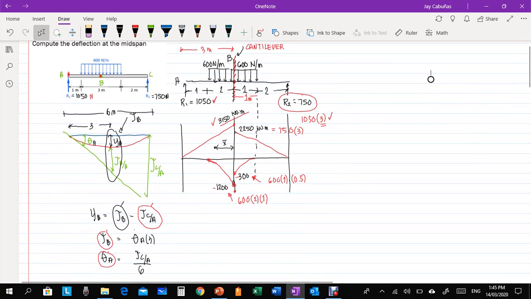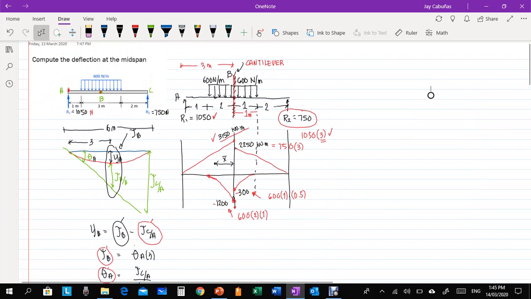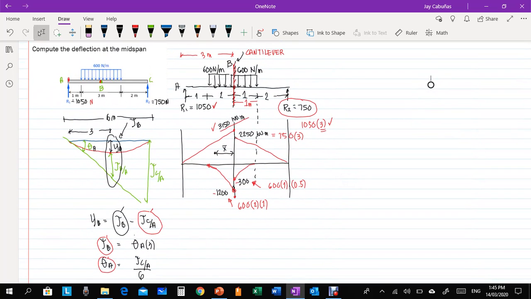Okay, so now we have to compute for the deviation of C relative to A, right? So we have the deviation of C relative to A. It is equal to the moment area from A to C times the centroid distance relative to C. Okay, so how do we compute? So we have t C over A equal to what is the area? Now, where is our point C? Our point C is here in this part, right? Okay?